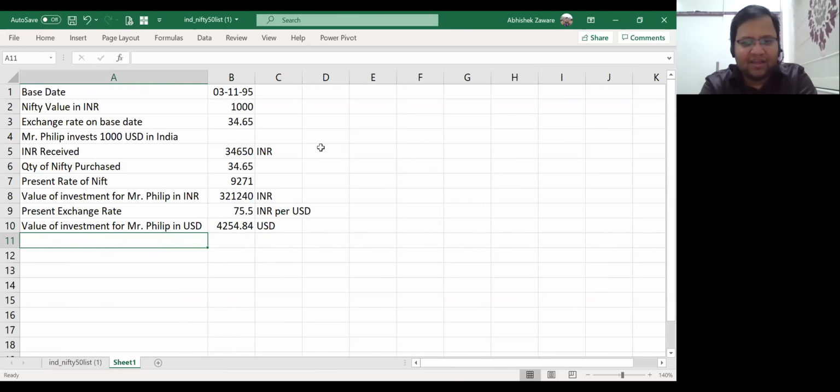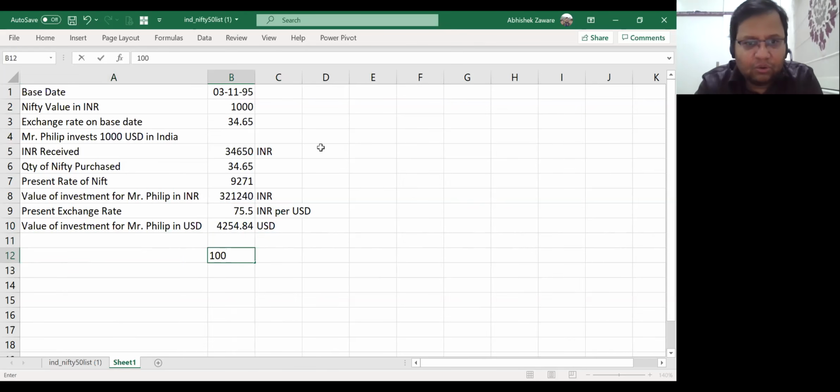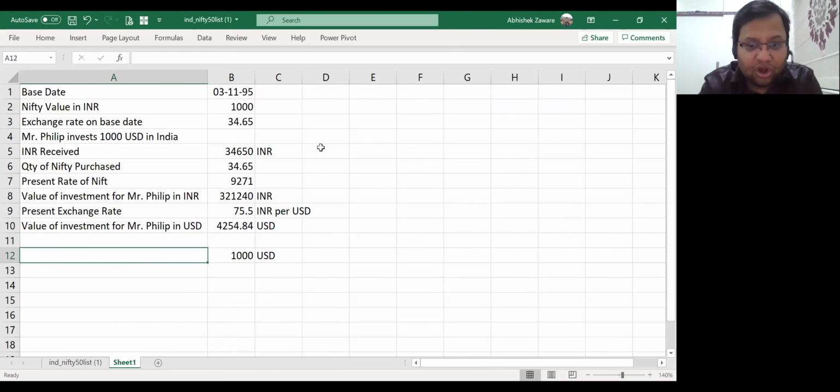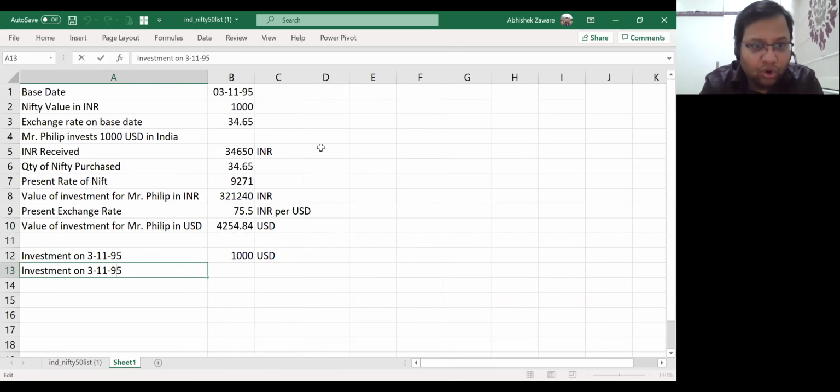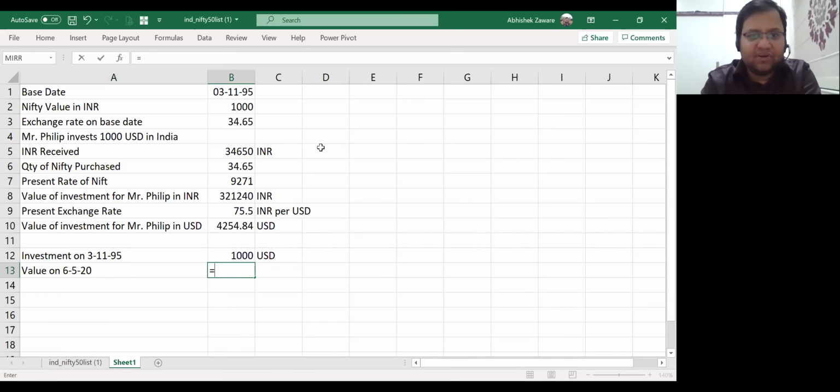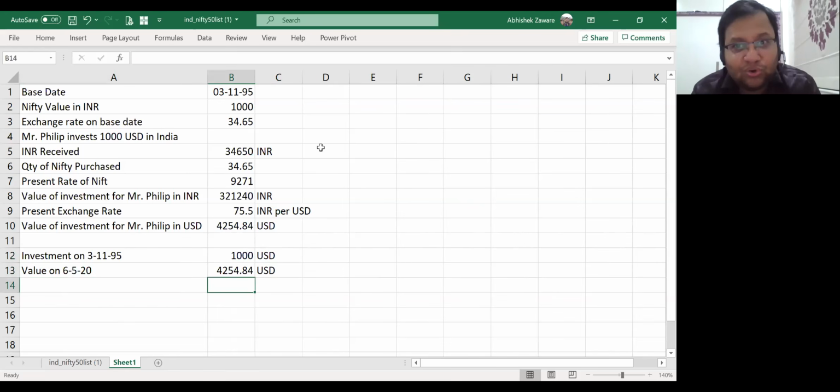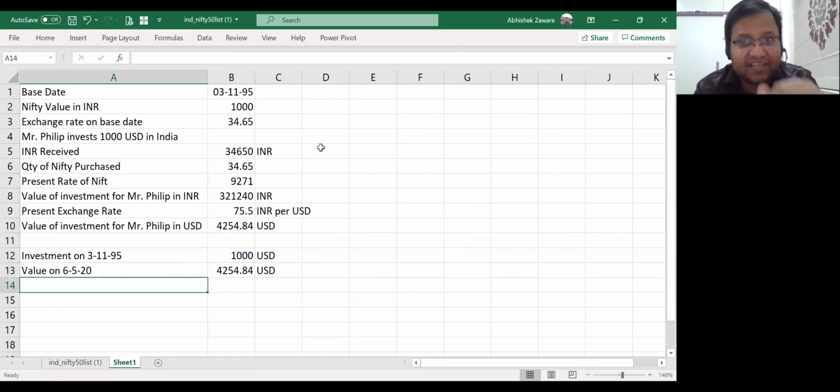Children, what does common sense say? How much had Philip invested? Investment by Philip over the years: the investment on 3rd November 95 is 1,000 USD. The value of that investment on 6th May 20 is equal to 4,254 USD. Right? So the return earned by Mr. Philip, the CAGR, is much lower.